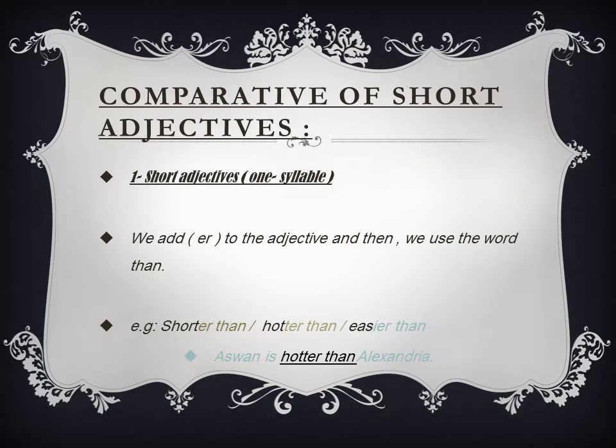Easier than. Easy is one adjective that ends with Y. When you make it in comparative form, you cross the Y and you put I and then er. Easier than, prettier than, happier than. They are all crossing the Y and putting I instead and then adding the er.